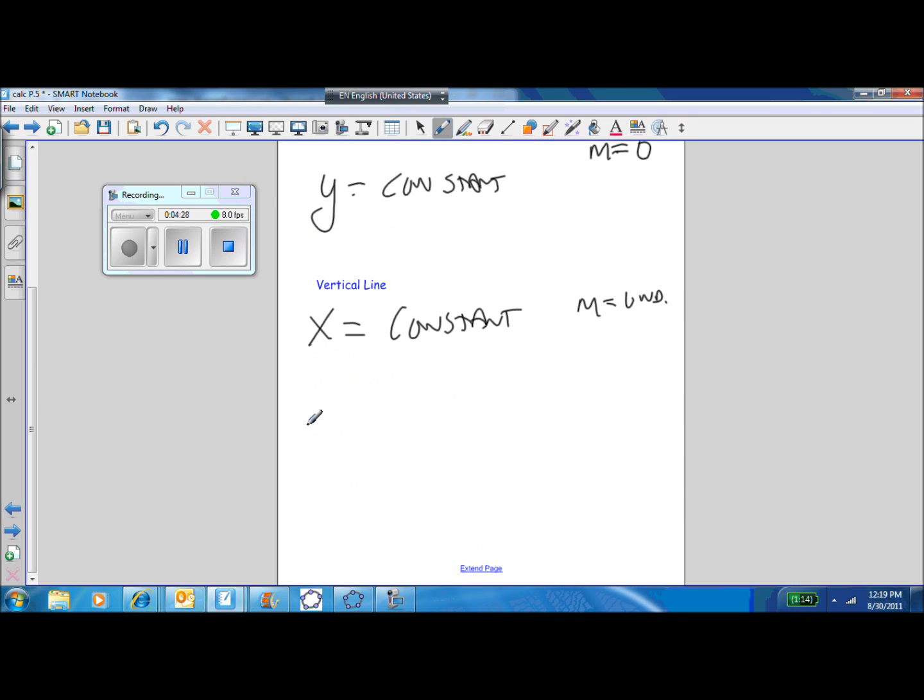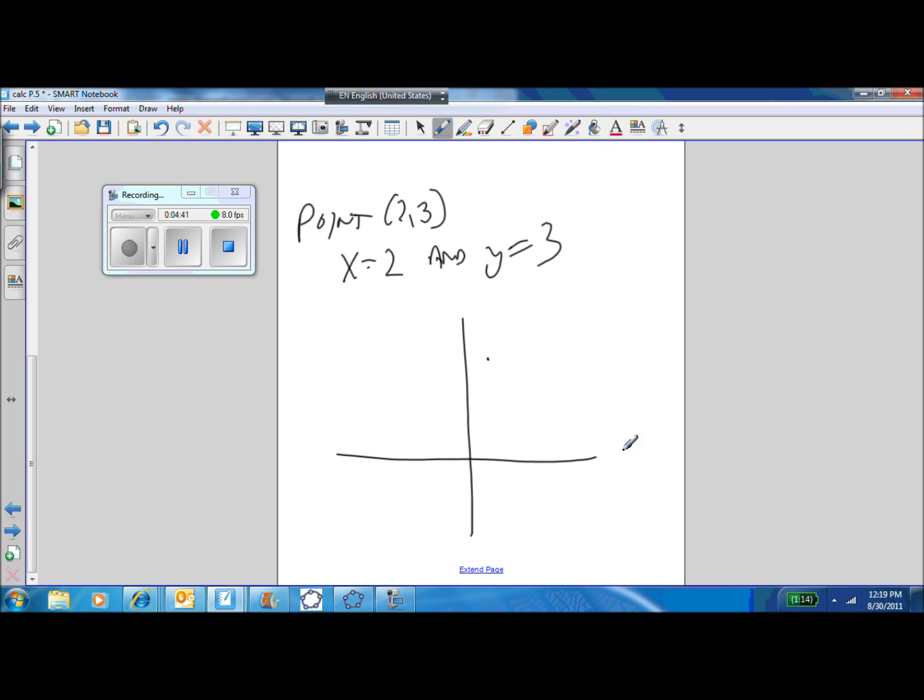In fact, when you think of the point 2, 3, it's the intersection of these two ideas: x equals 2 and y equals 3. Here's your x and y. x equals 2 is a vertical line. y equals 3 is a horizontal line.